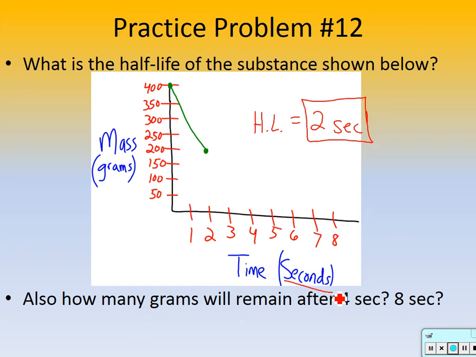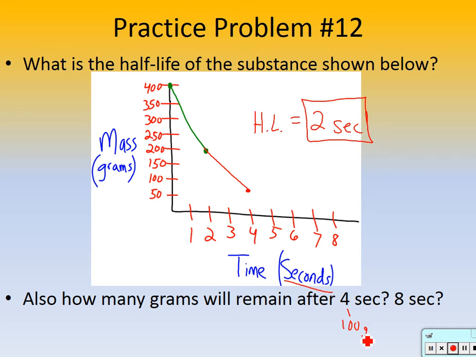Oh, then it says also, how many grams will remain after 4 seconds? So if the half-life is 2 seconds, in another 2 seconds, how much is going to remain? 100, because we just take half of 200, that's 100. And so we could fill in that graph. It's going to look something like this. So after 4 seconds, we're going to have how much? 100 grams?